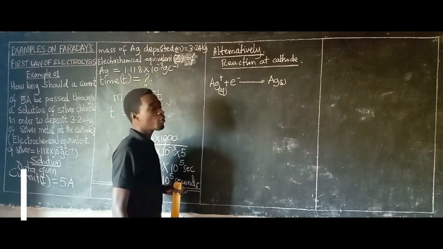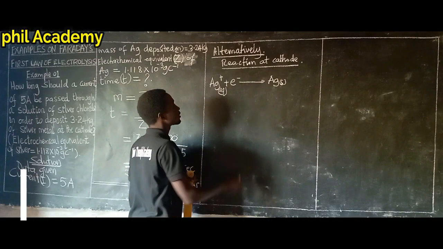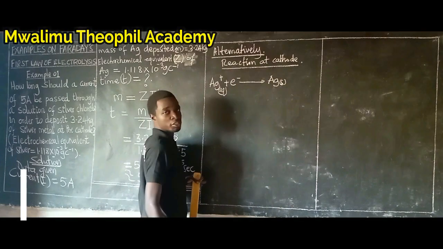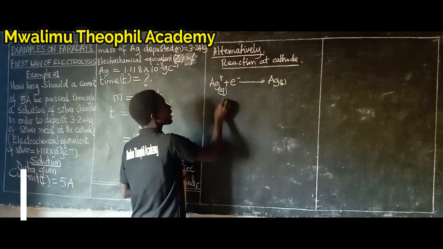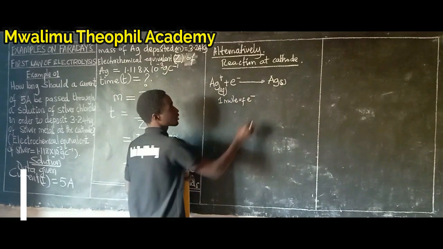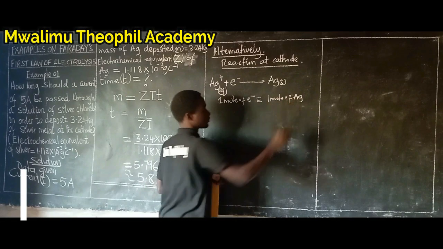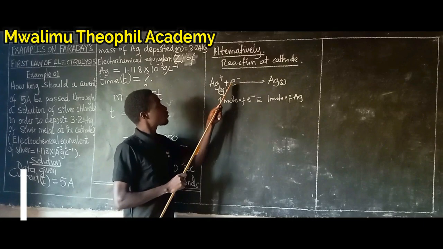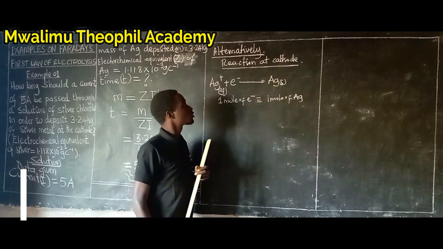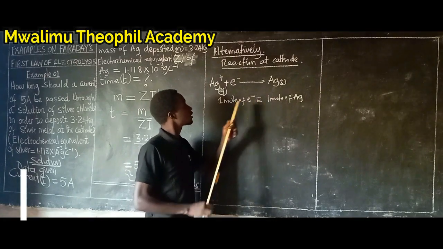Now, from this balanced chemical equation, we can use the mole concept to get the relation between the moles of electrons used and the amount of silver deposited. From this equation, one mole of electrons is equivalent to 1 mole of silver metal. It means that when 1 mole of electrons is used, 1 mole of solid silver is deposited.